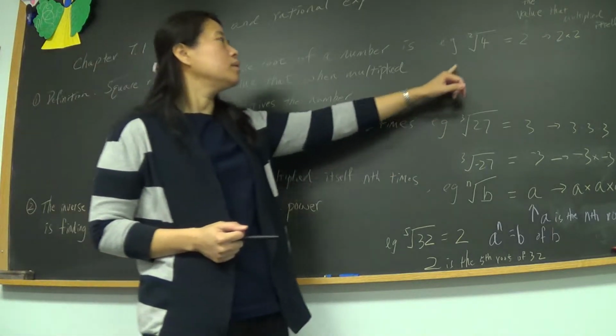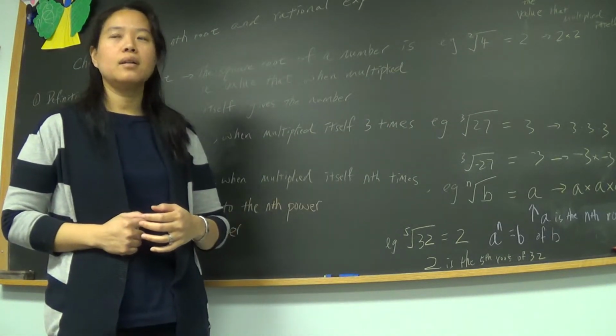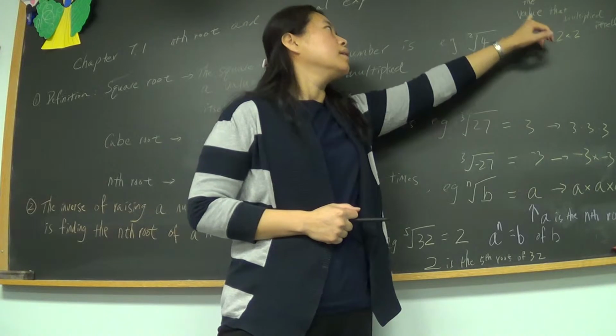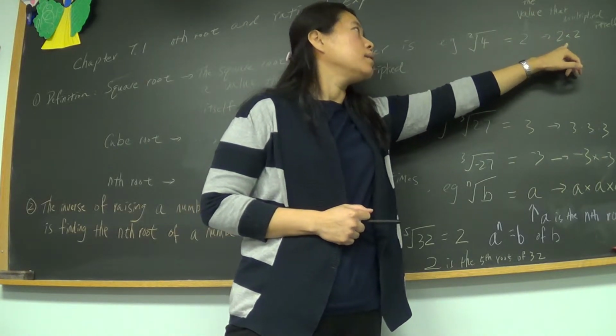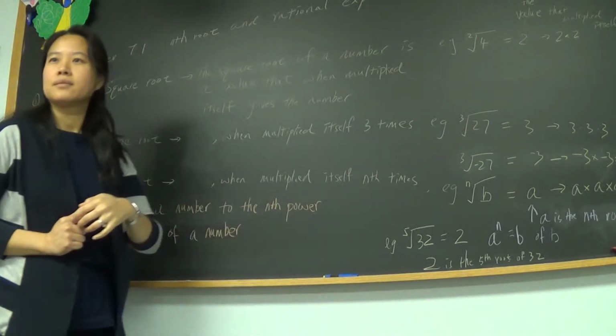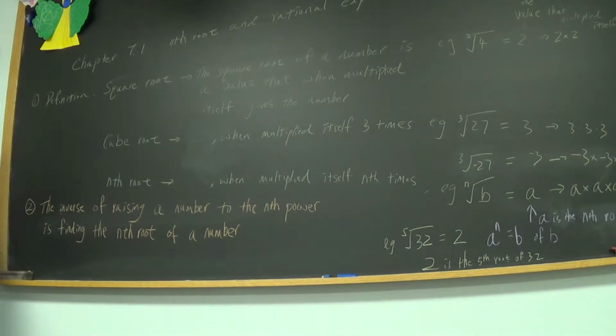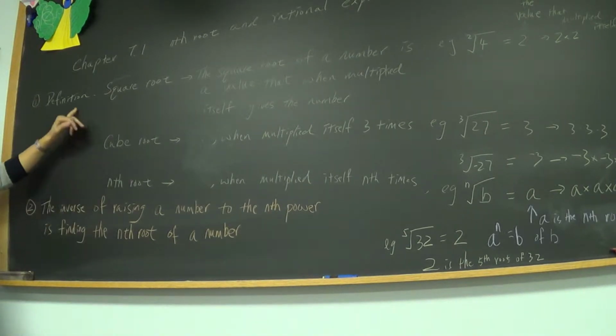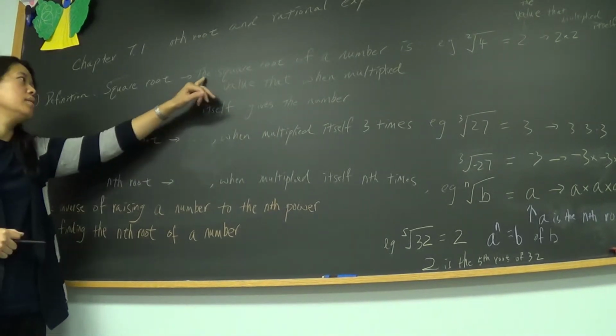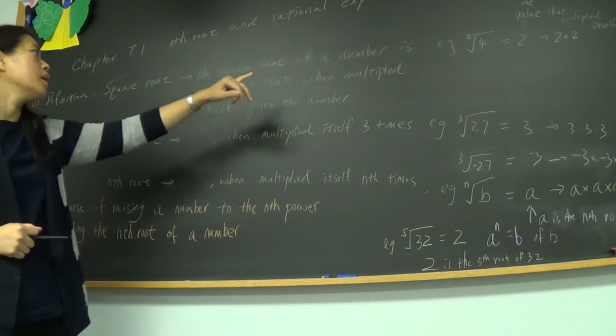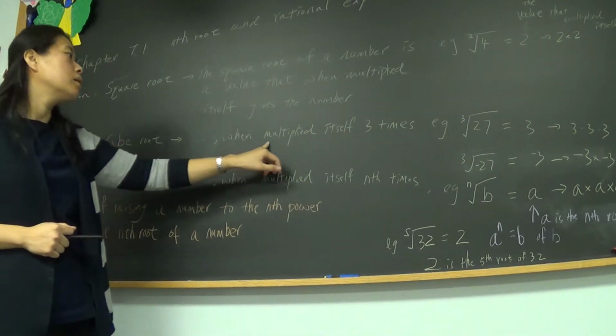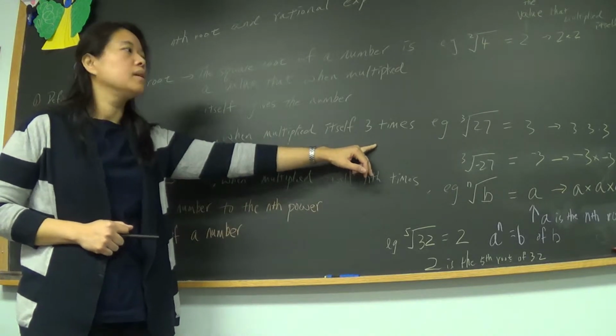Okay, for example, the square root of 4 is 2. The value that multiplies itself to give the number. So that's the square root. Okay? The same goes for the cube root. You can just sub that in. The cube root of a number is a value that when multiplied by itself 3 times gives the number.